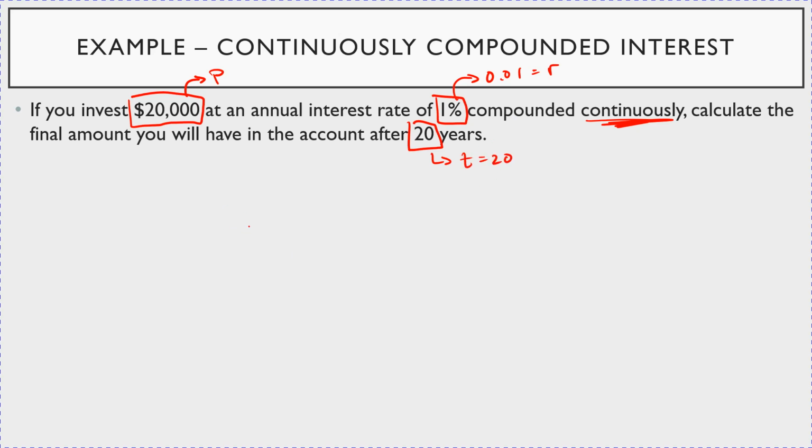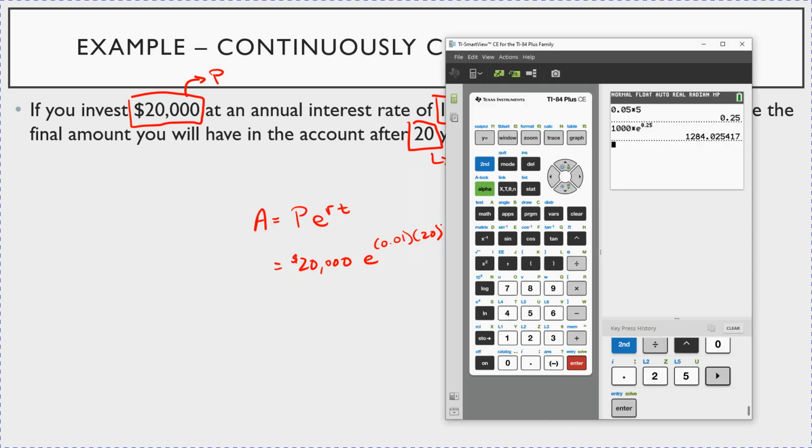All right, so whenever I see this compounded continuously, it's P times e to the RT. So after 20 years, it's a pretty low interest rate. 20,000 times e raised to the 0.01 times 20. All right, so if it helps, it's 0.2.